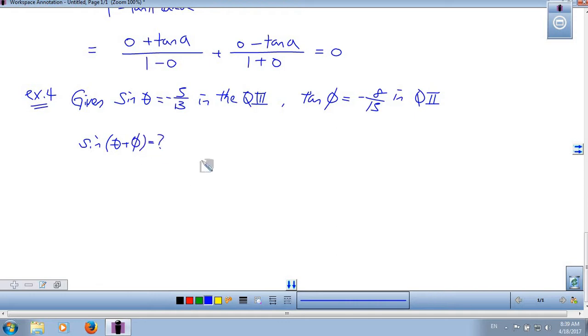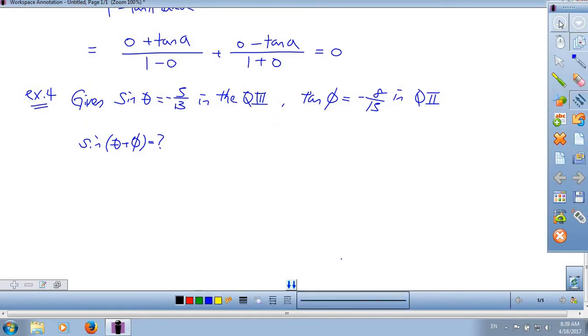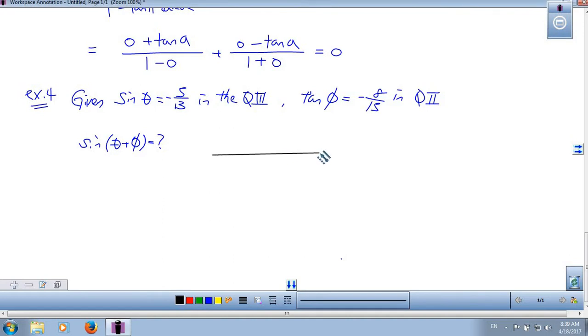First of all, we're given several pieces of information. Theta is in quadrant 3, so let's draw a little diagram. I'm not able to draw it very well today, so let me use the tools to help me. Let me draw two diagrams and label them, one for theta, one for phi. This is quadrant 3, and here sine is negative 5/13. So the opposite is negative 5, the hypotenuse is 13. This is angle theta, and by the Pythagorean theorem, the adjacent side is going to be negative 12. It's a Pythagorean triple.